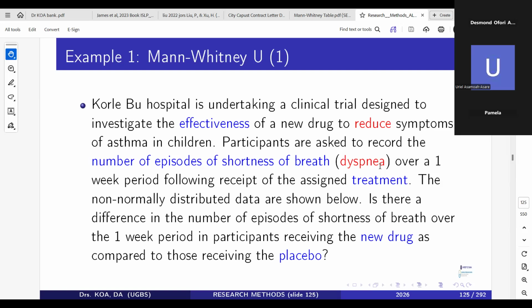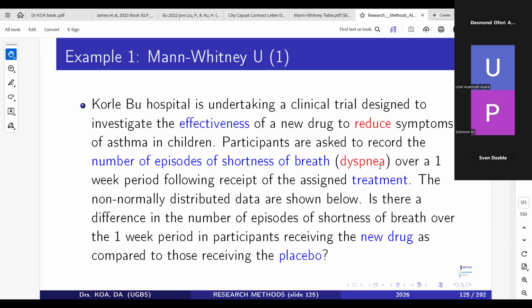So basically, dyspnea is a symptom of asthma. Okay. Now, what shows that we have to use a Mann-Whitney U test for this question? What shows that we have to use a Mann-Whitney U test for this question? What shows? Solomon.